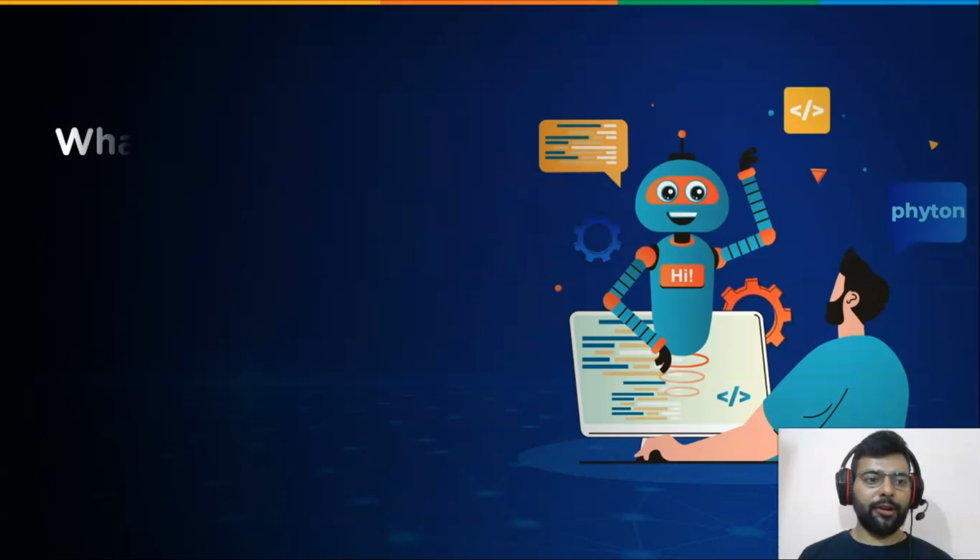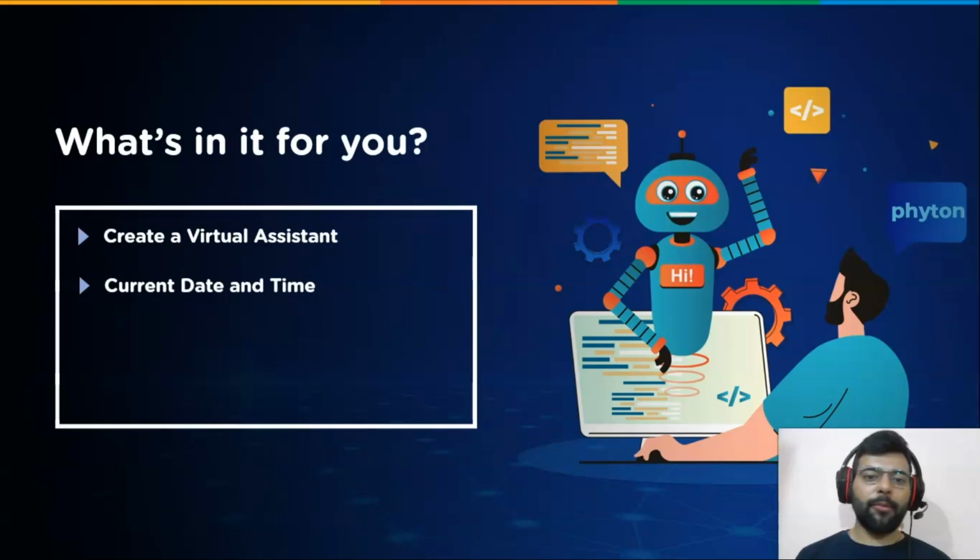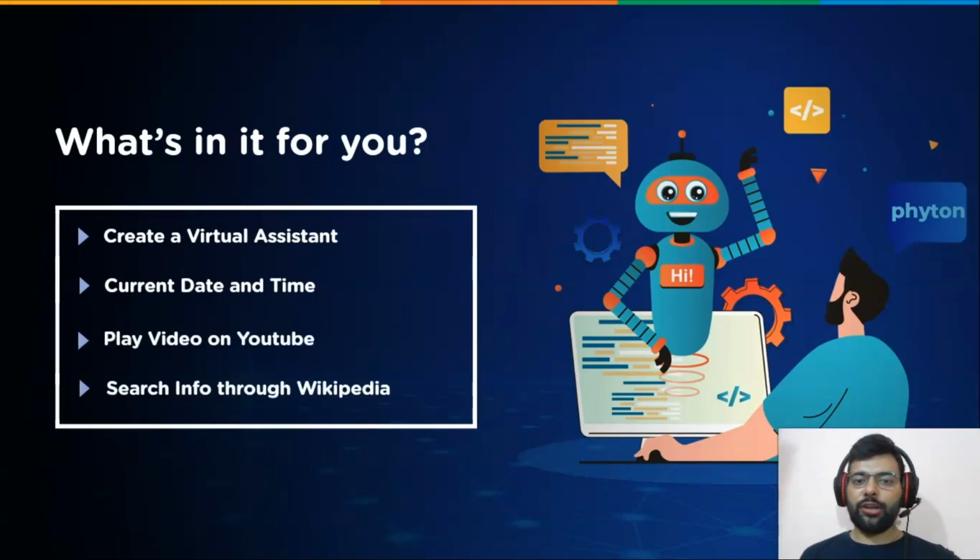In this session, we'll create a virtual assistant using Python and name him Jarvis. He will be capable of telling us the current date and time, playing any video on YouTube, and searching information through Wikipedia and do many more tasks.